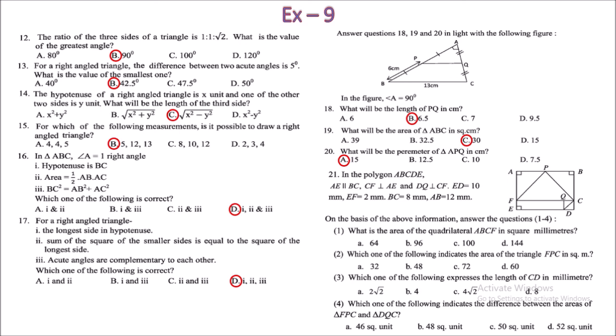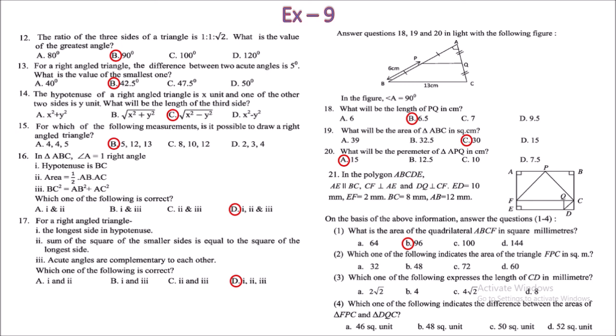So from that, if you find out the area of the quadrilateral ABCF in square millimeter, that equals 96 square millimeter, because here AF equals 8 millimeter and AB equals 12 millimeter. So the length into breadth is 96 square millimeter. Which one of the following indicates the area of the triangle FPC?